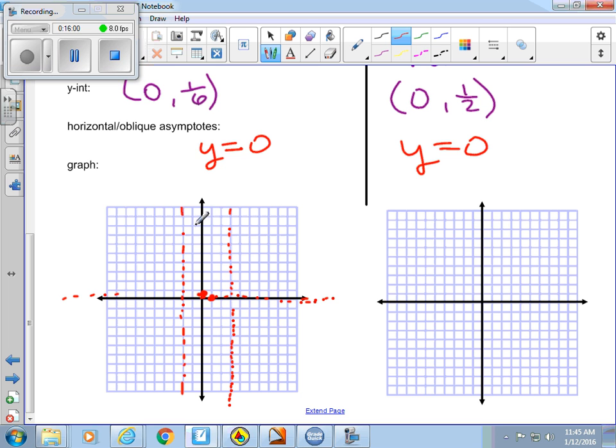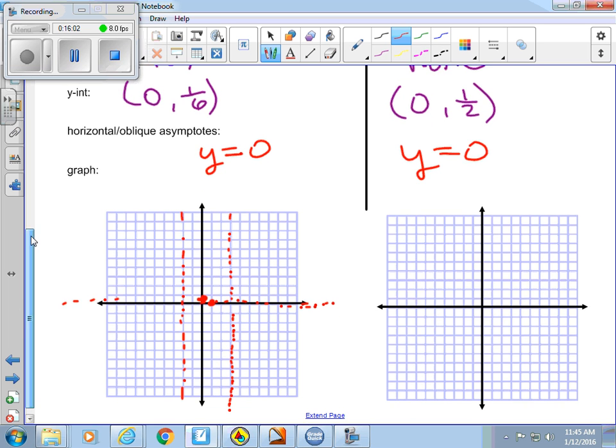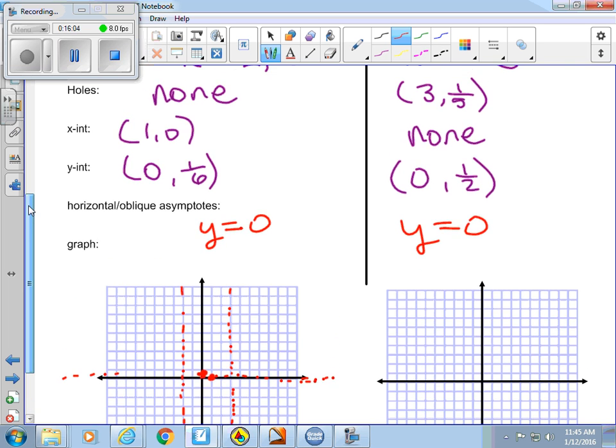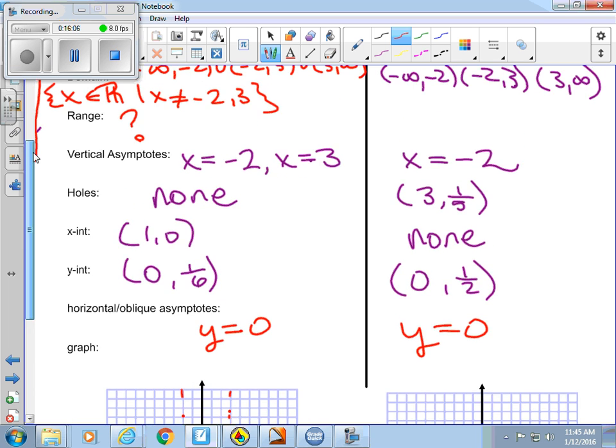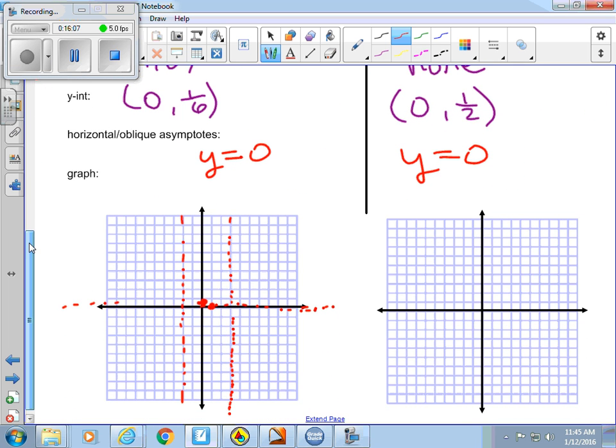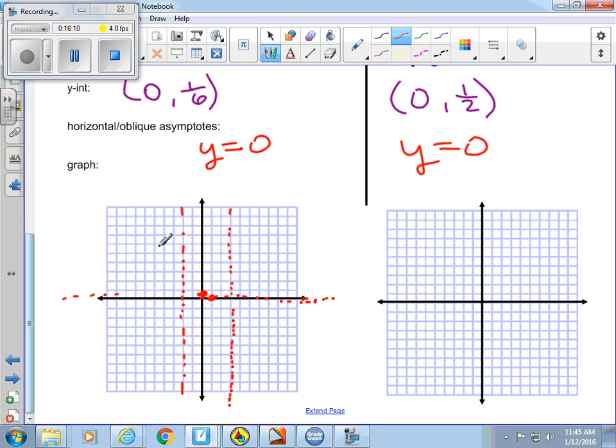Good question. There is no hole. Okay, it looks like that, right? To finish off this graph, would you agree that I know this only crosses the x-axis at that one place? If it crossed anywhere else, I would have found it. And these lines are the lines the graph approaches. Think of them that way.